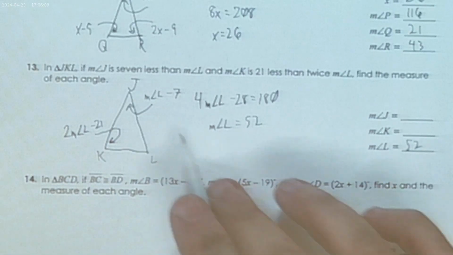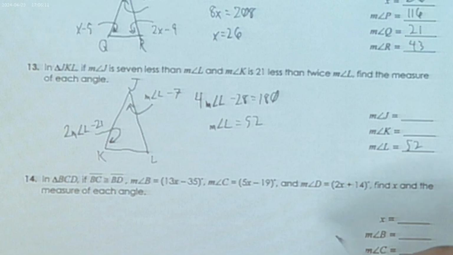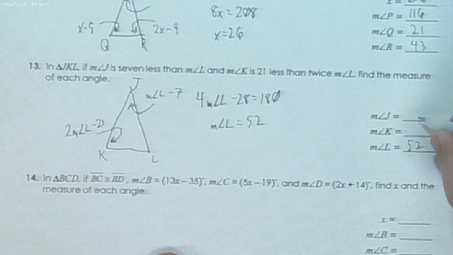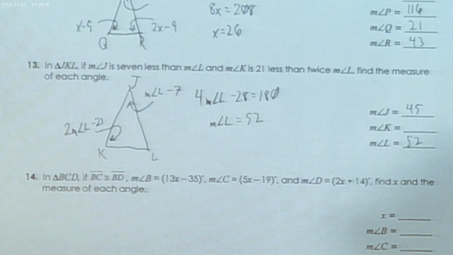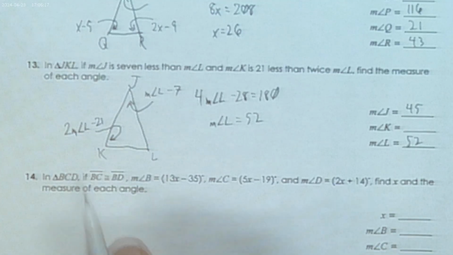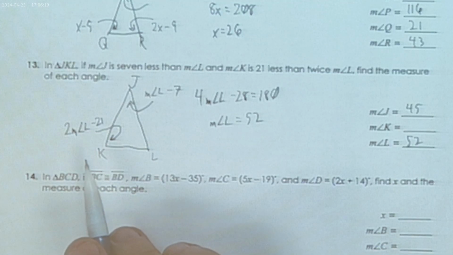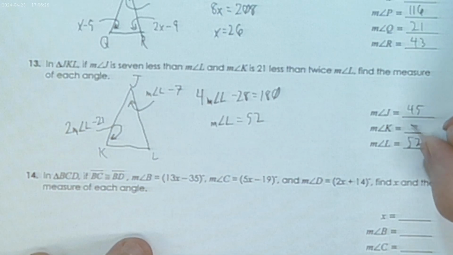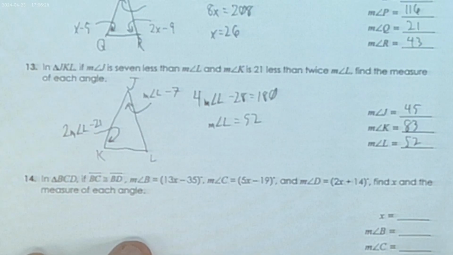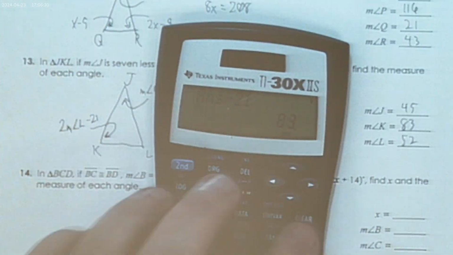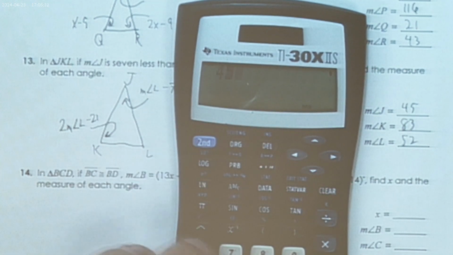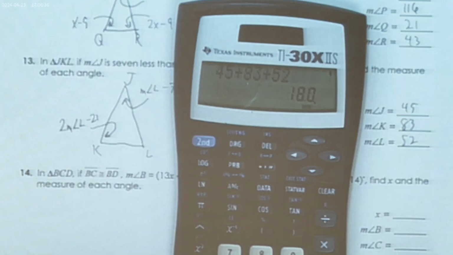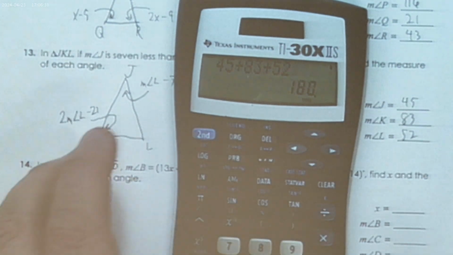For J, J is the measure of angle L minus 7, so that's 45. And then for K, it's 2 times L, so that's 2 times 52. 104 minus 21 is 83. Okay, and as ever, we will verify this. 45 plus 83 plus 52. 180. And we are in good shape.